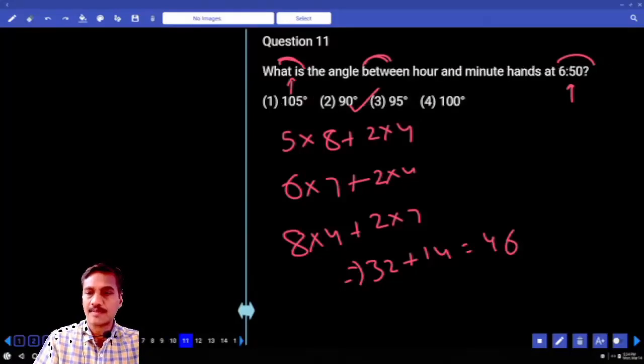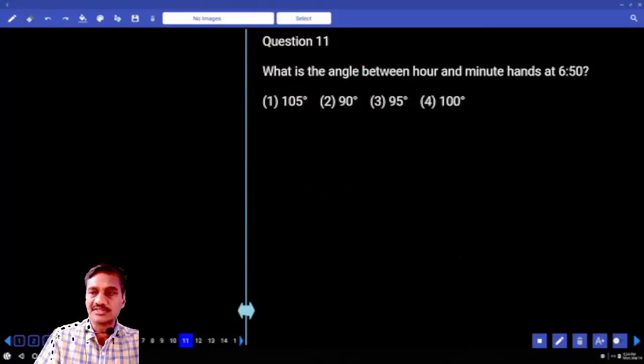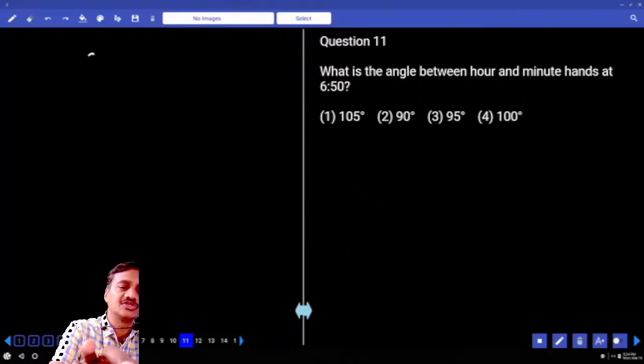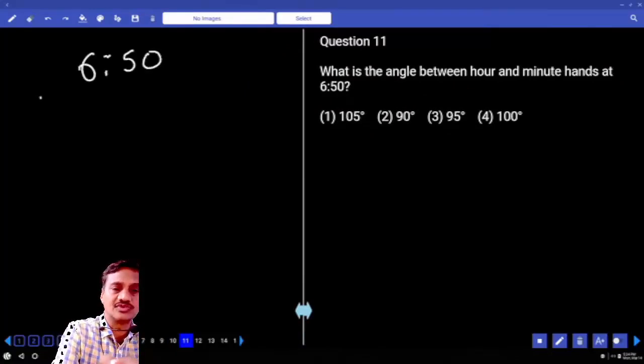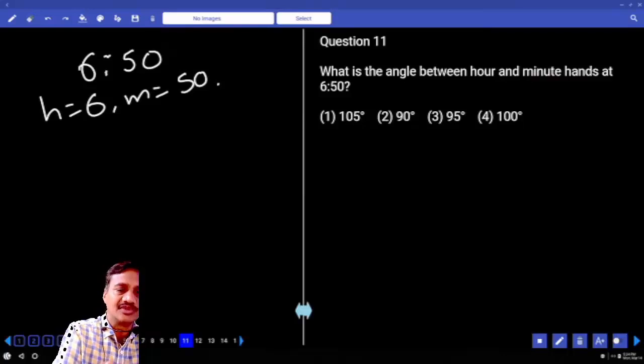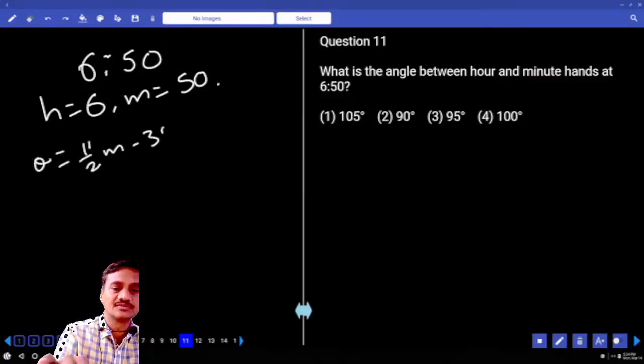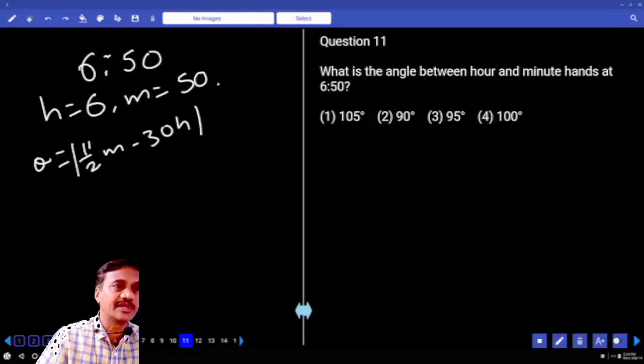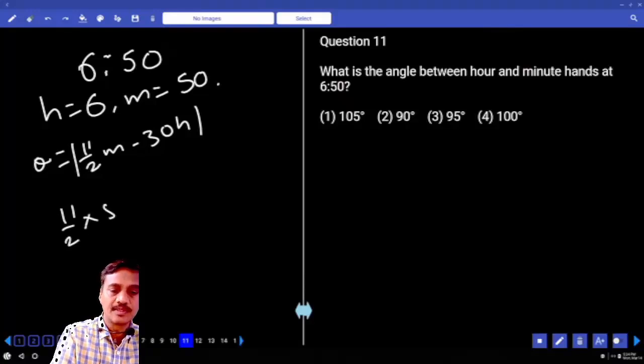Then 11th one. Now in this 11th one, what is the angle between the two hands of a clock at 6:50? Now 6:50 here, H is 6 and M is 50. Now we need to find out the angle. Theta equals 11 by 2 M minus 30 H, under modulus, because time and angle can never be negative. Then 11 by 2 into 50 minus 30 into 6.